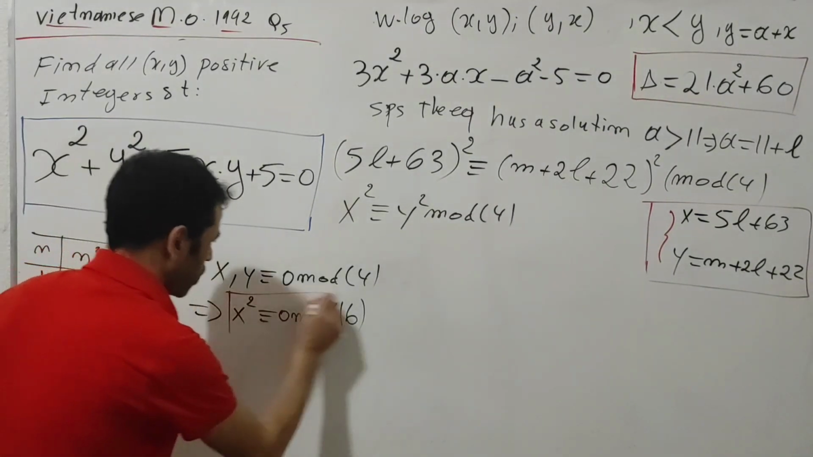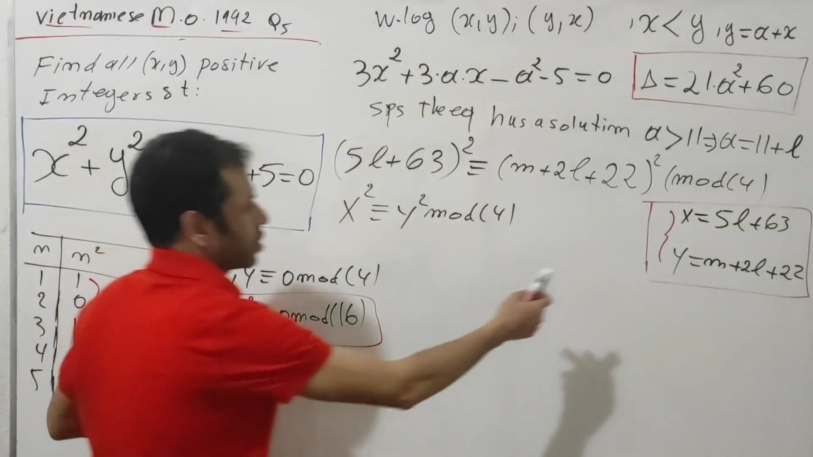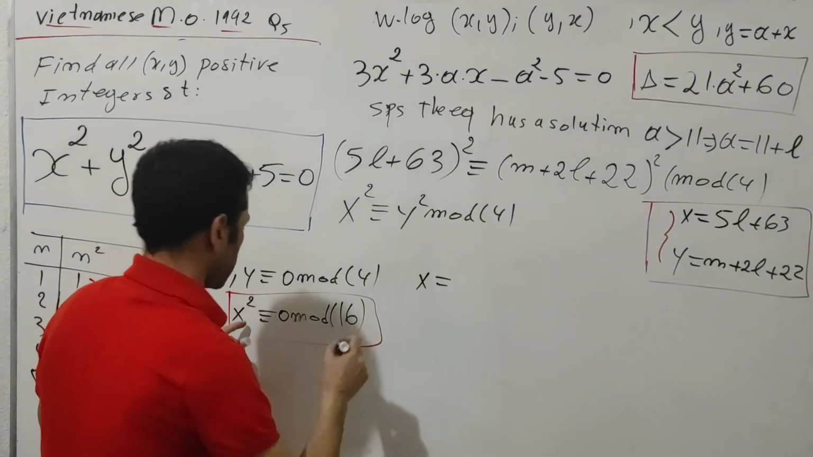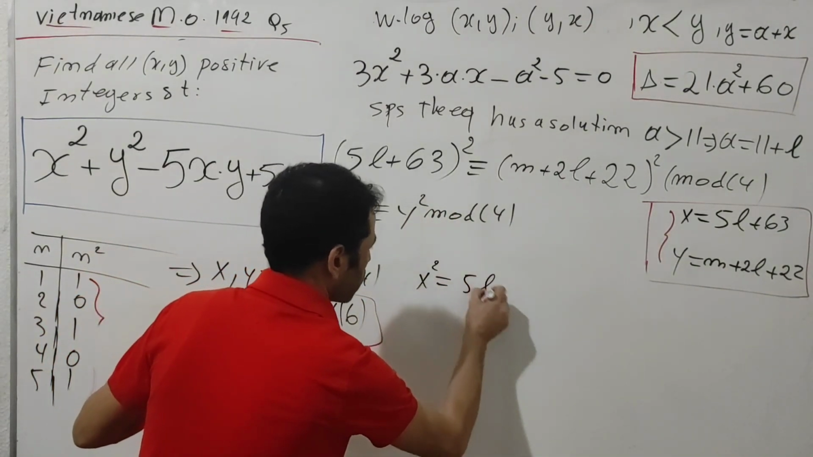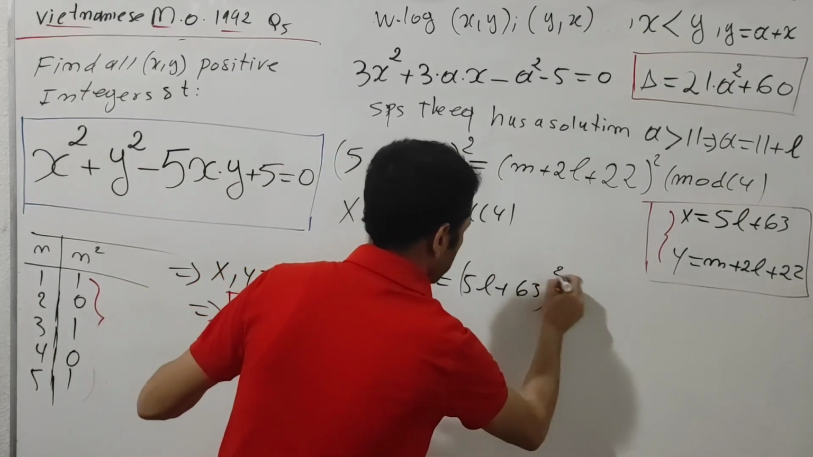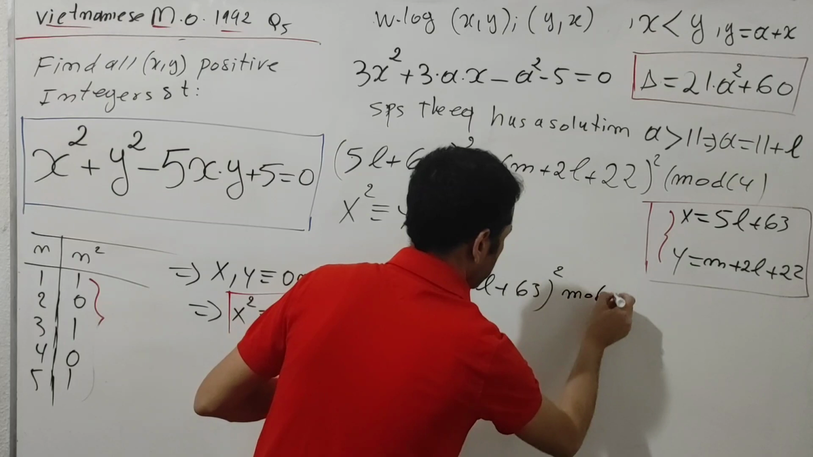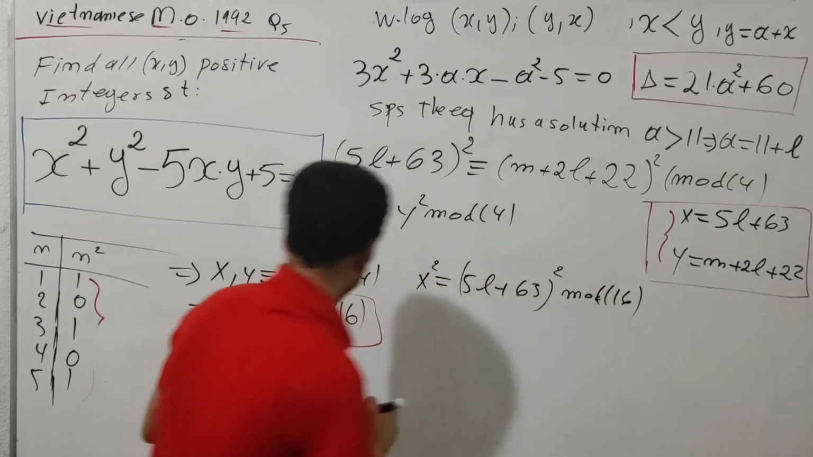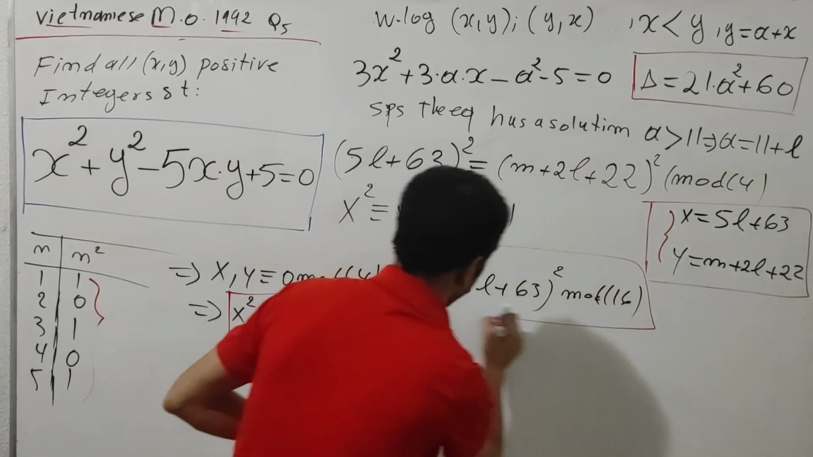Okay, this is very important. So I'm going to replace this one with its value. x square equals (5L + 63) squared mod 16. Okay, I'm going to keep this one for a moment.